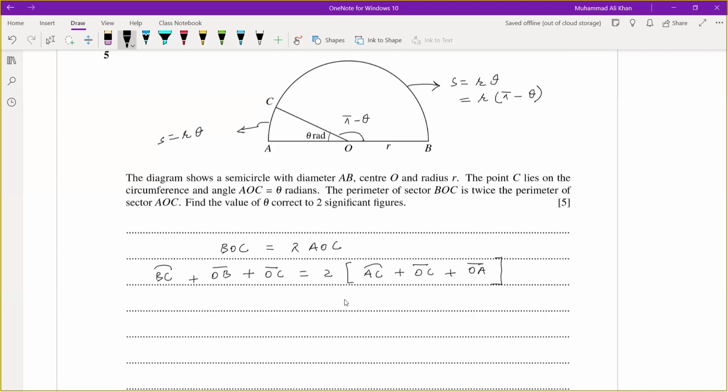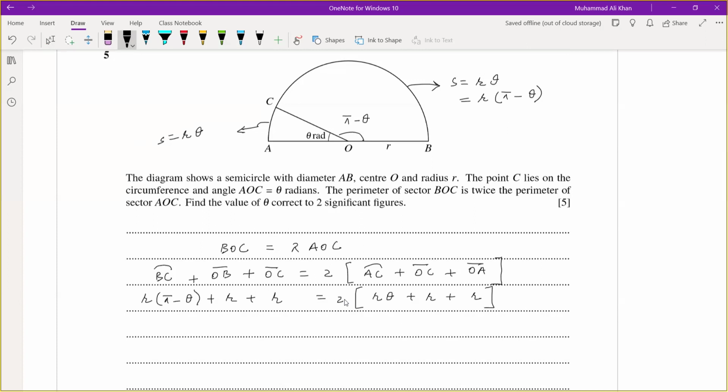So now, in the place of BC, we write R times (pi minus theta), plus OB is R, plus OC is R, equals twice. In the place of AC, we are replacing AC by R theta, plus OC is R, plus OA is R. Sorry, OA is R, because these are the radii of the same circle.